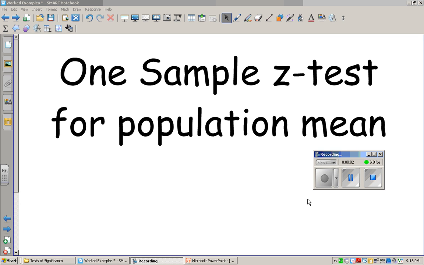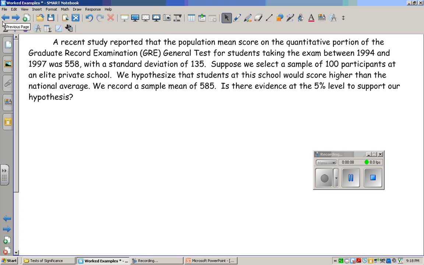Hello everyone, hopefully you have your notes in front of you. I'm going to do a couple of examples on a one-sample z-test for population mean. Here's the question. Notice that I did make one small change. It wasn't plus minus, the standard deviation was 135, so make a note of that on your paper.